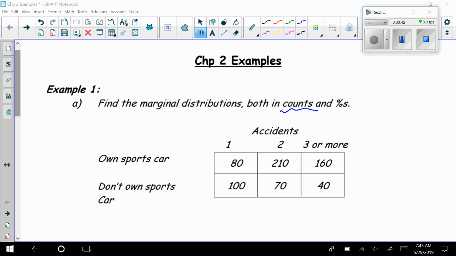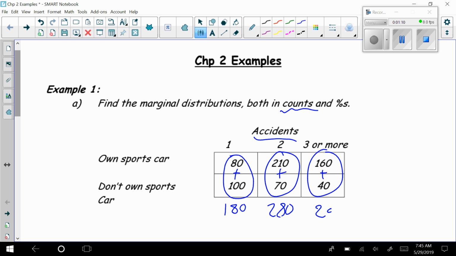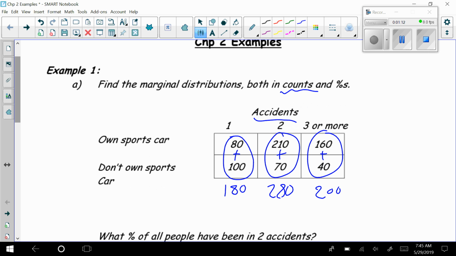And of course, when we're doing this marginal distribution stuff, we are essentially taking each of these two-way tables and making it into a one-way table. So if I'm doing accidents first, I'm taking these two numbers. It's basically like I don't care about the sports car aspect. How many people had one accident? Well, 180. Then I continue, adding these, so I get 280 here. I add these, and I get 200. Now, there is the marginal distribution of accident count for 1, 2, and 3 or more of this set of data.